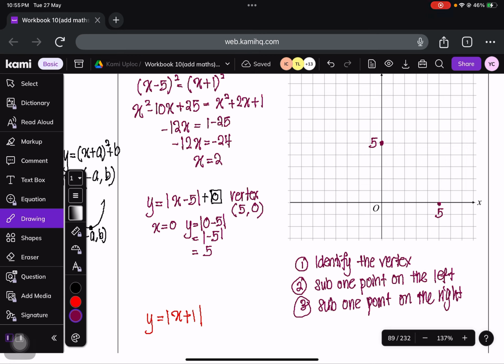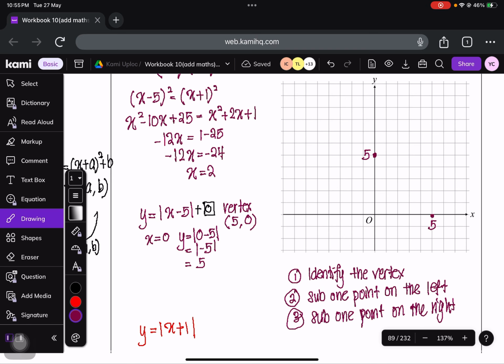Okay? Then you will choose another point on the right. So maybe I choose 7. This point here, 7. So when x equals 7, your y equals modulus of 7 minus 5, which equals modulus of 2, which equals 2. So you know that you have the point (7, 2). So 7, 2 is here. That's the coordinate that we're talking about.